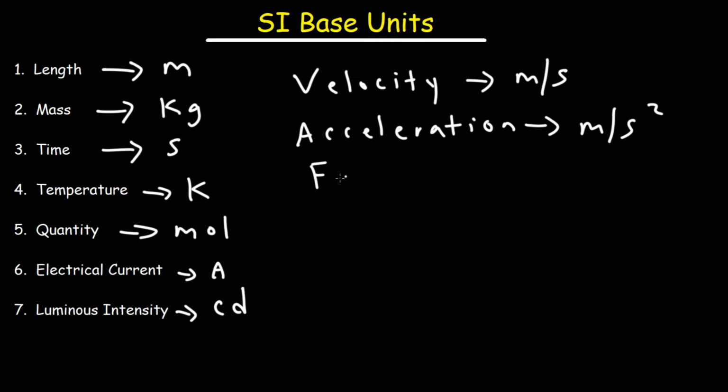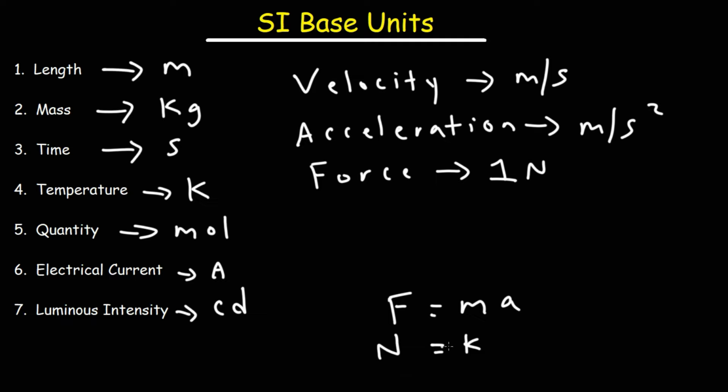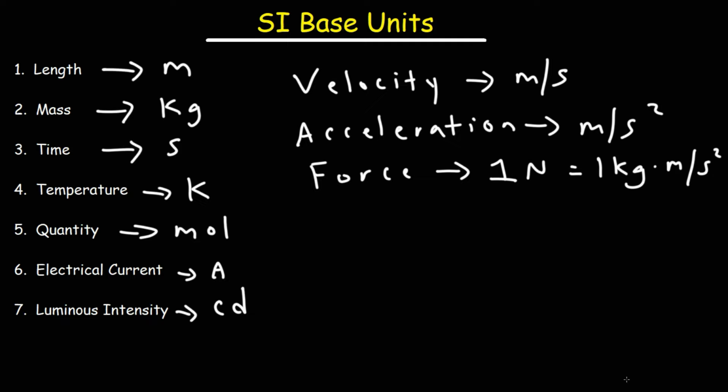Now let's move on to the next physics topic, force. What can we say about force? According to Newton's second law, force is equal to mass times acceleration. The standard unit of force is the Newton, but it's basically a derived unit. So force, which is measured in newtons, is equal to the mass, which is measured in kilograms, times the acceleration, which is meters per second squared. So 1 newton is equal to 1 kilogram times 1 meter per second squared. So that's the equivalent derived unit of force.